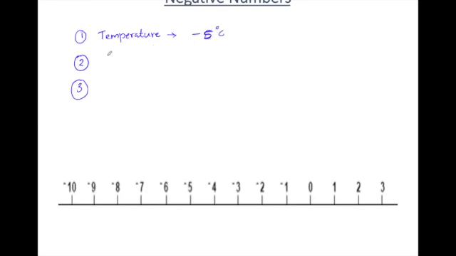The second situation where you use negative numbers is the depth under the sea level or the distance under the sea level.